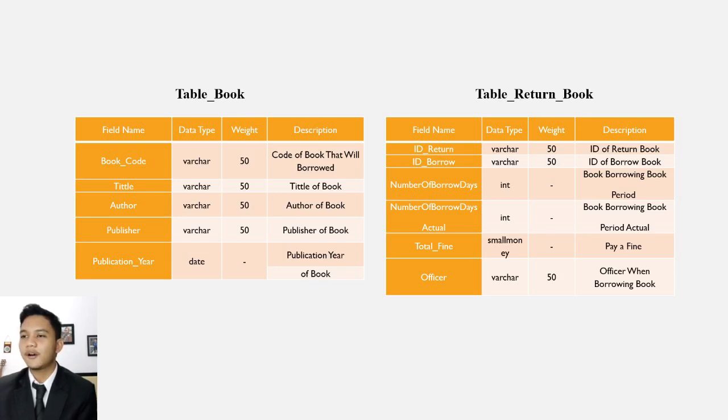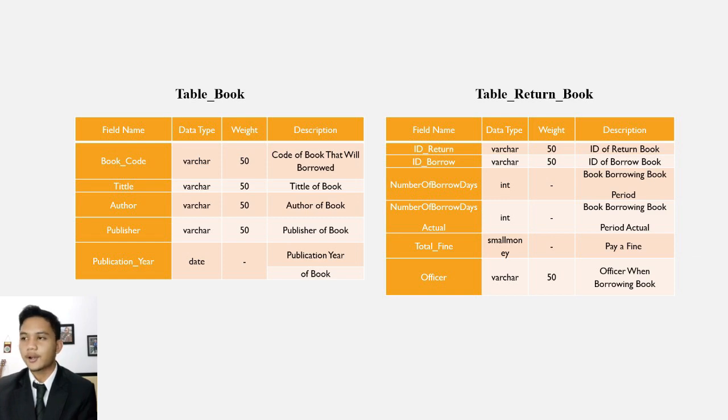And then the next is number of borrow days. The data type that is used in number of borrow days is integer, and the description of number of borrow days is book borrowing period actual. And then number of borrow days actual. The data type for number of borrow days actual is integer, and the description of number of borrow days actual is book borrowing period.